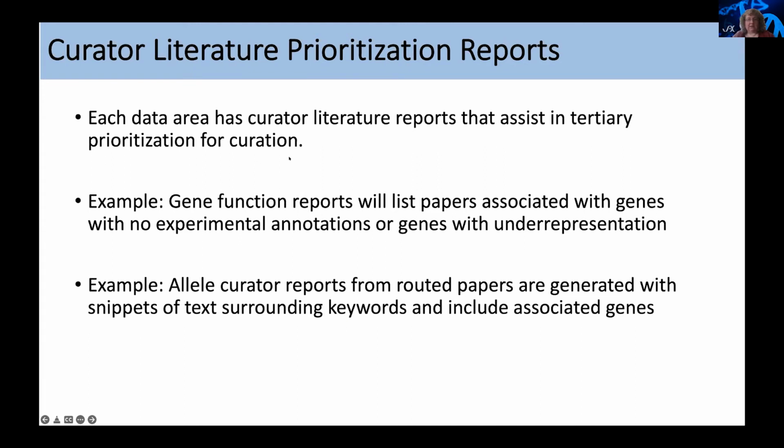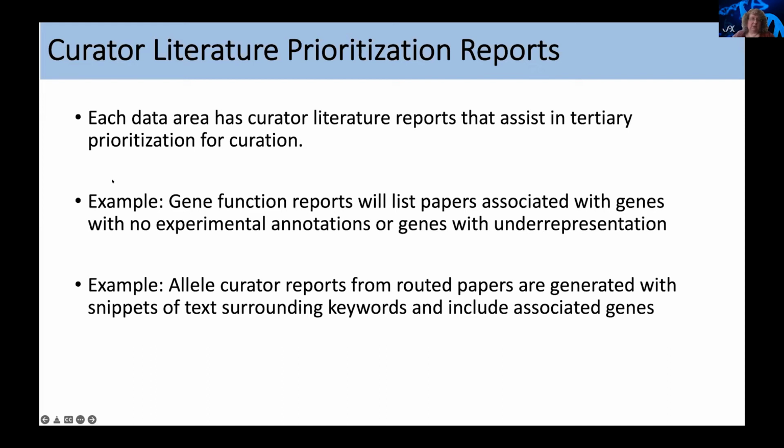So each data area has additional literature reports that assist in tertiary prioritization for curation. For example, our gene function reports will list papers that are now associated with genes that have no experimental annotations in MGI or are associated with genes with underrepresentation. So for example, if a gene has 3 papers curated to it for gene annotation, but there exist 77 papers with associations to that particular gene, we may have a second look at that paper.